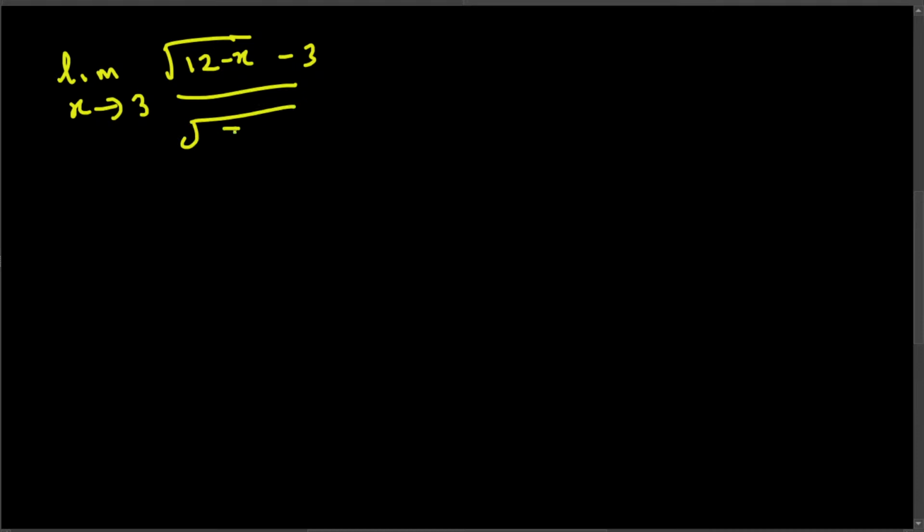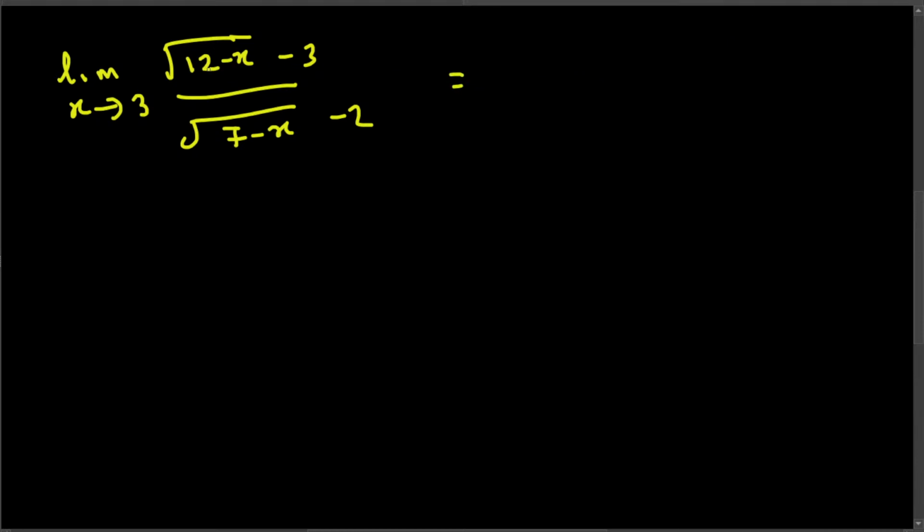functions. Now let's look at an example. Let's say we have a limit function given like this: limit x approaches 3, square root of 12 minus x minus 3 divided by square root of 7 minus x minus 2. Now you can see this is a radical function, and first let's try direct substitution and see whether we can get an answer.